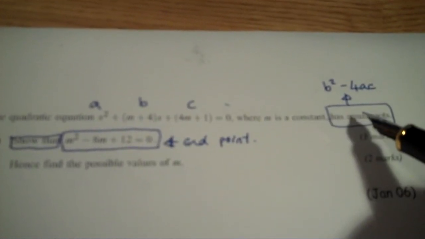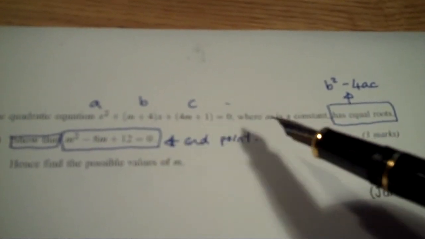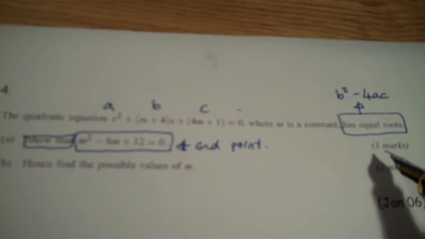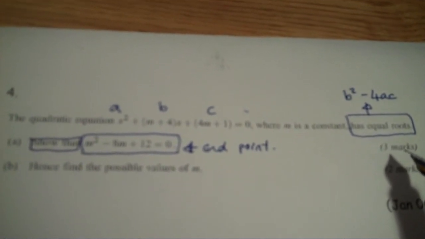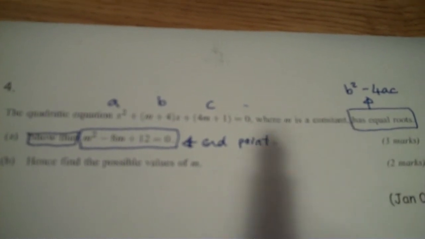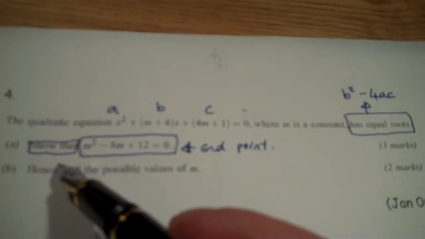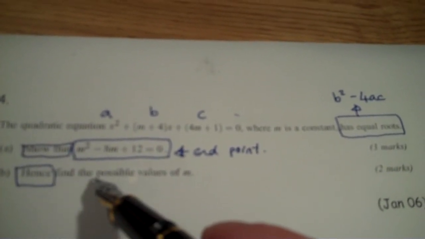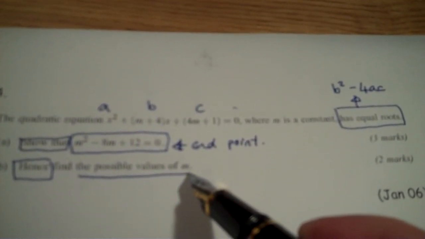Your starting point: equal roots, set up the discriminant, values of a, b and c, get an equation, and you end up here. For 3 marks, which are quite tricky the first time you do this question, but you will practise this type till you're really good at it. But look at this last bit. Hence. Hence means use what you've just done, and we've got to find the possible values of m.